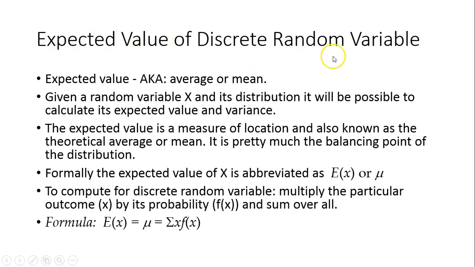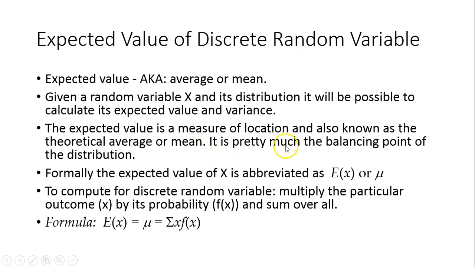Expected value of a discrete random variable. The expected value is also known as the average or the mean. Given a random variable x and its distribution, it will be possible to calculate its expected value and variance. The expected value is a measure of location and is also known as the theoretical average or mean.